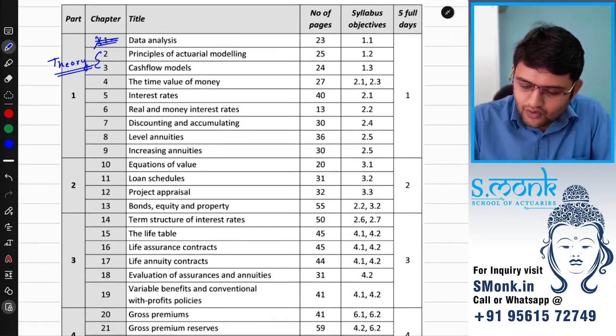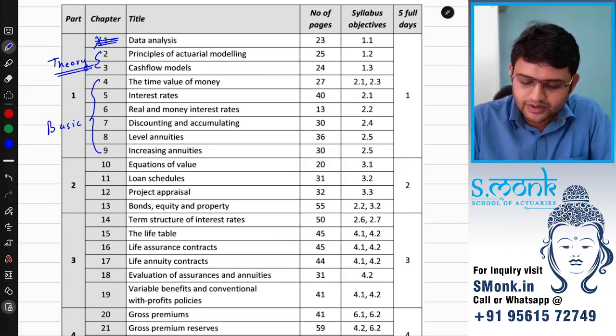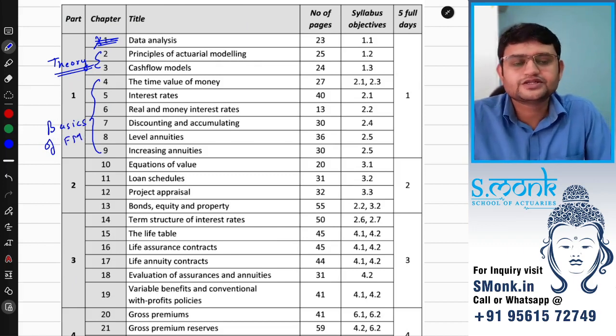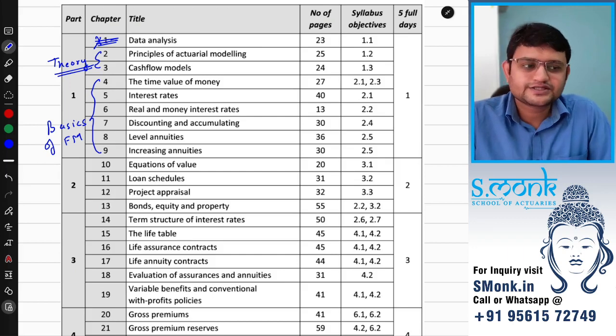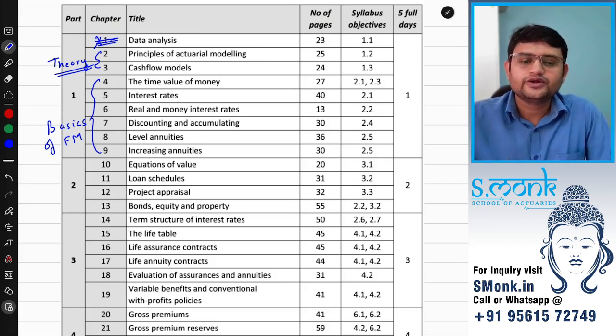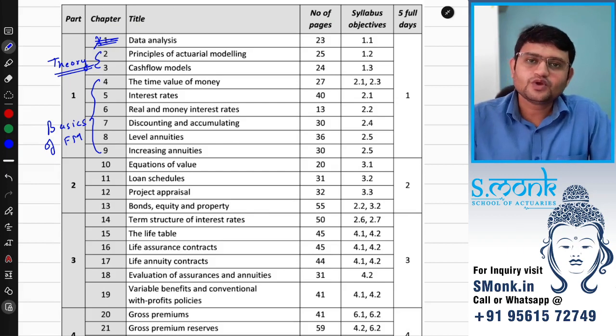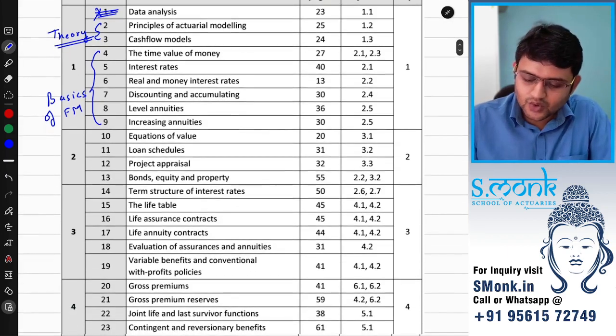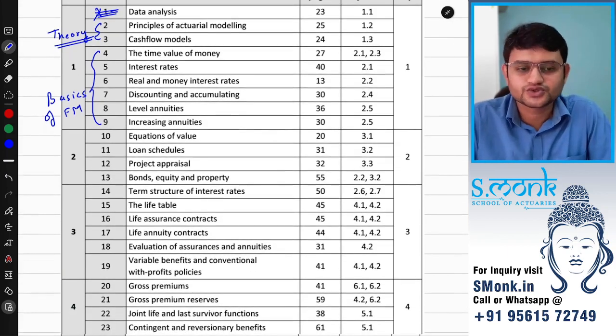From 4 to 9, these are basics of financial mathematics. We are going to study financial mathematics right from simple interest and compound interest, and we'll go into how we use the interest rates and other financial tools to figure out whether we should invest in a particular project, whether we should run a particular project, how much we are going to earn. Everything we are going to see throughout this particular course.